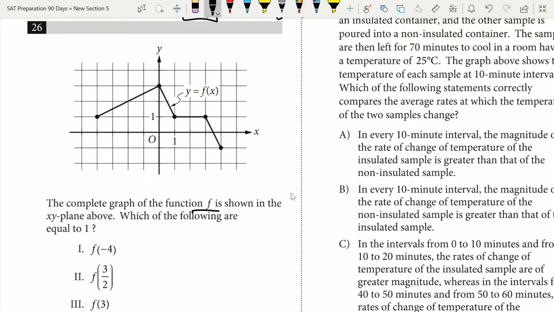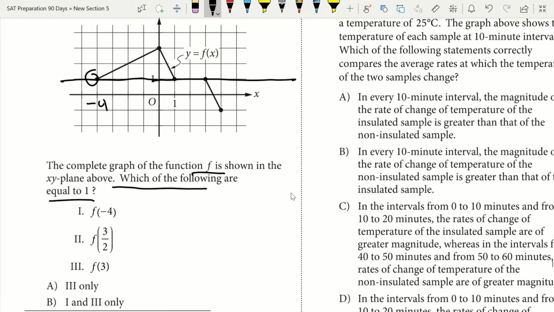I'm told the complete graph is shown in the xy plane. Which of the following is equal to 1? Okay, well that's going to be whatever points intersect this 1 right here. I see that we got that at negative 4 right here. So negative 4 is going to be one value. And I see I have a list also, 1, 2, 3. So f of negative 4, yes, that does equal 1. So that's a check. That's a true statement.